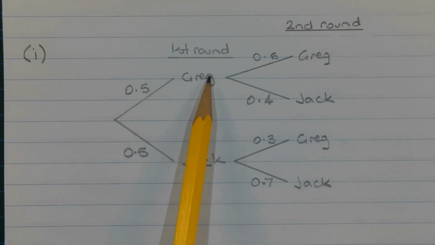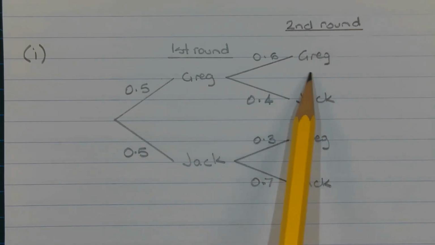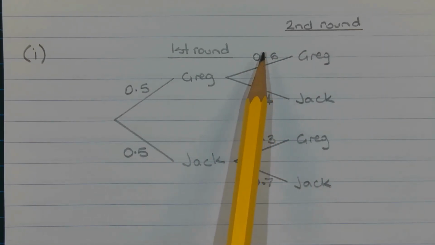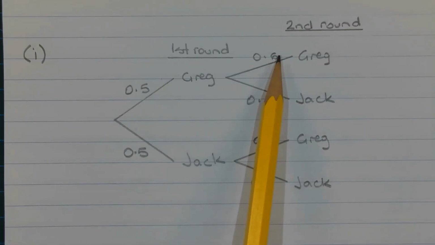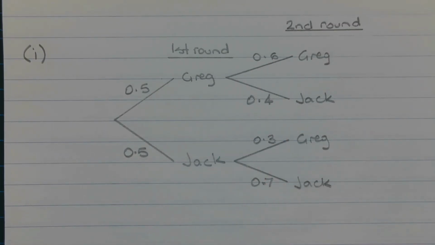Now, if Greg wins the first round, the probability that Greg wins the second round is increased to 0.6. By the law of complements, that means that the probability of Jack winning the second round if Greg was to win the first round is reduced to 0.4. Again, 0.6 plus 0.4 equals 1, and the sum of the probabilities must equal 1. Now, if Jack was to win the first round, the probability that Greg wins the second round is reduced to 0.3. Again, by the law of complements, the probability that Jack wins the second round is increased to 0.7.